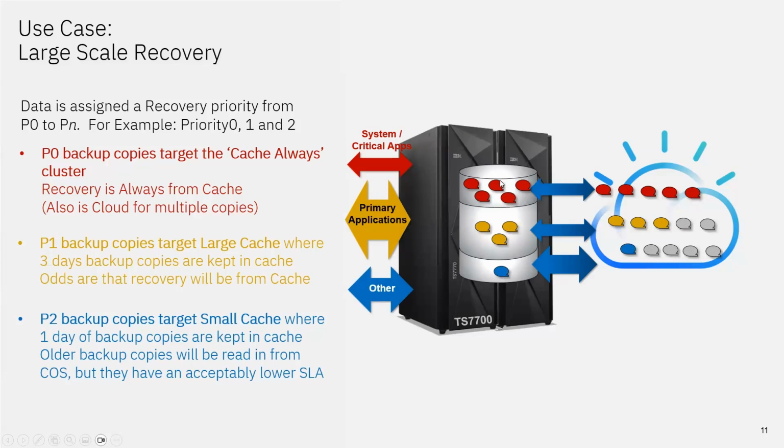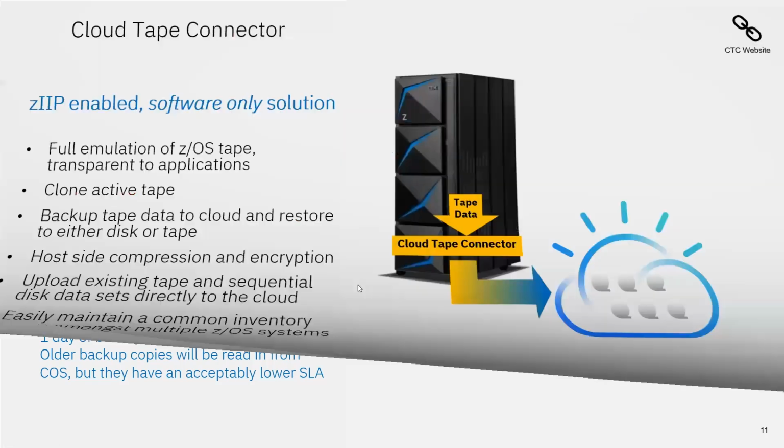And so for my P0, whenever I do a recovery, it's always out of cache. For P1, for most instances, it's going to be out of cache. And for my P2, if it's my most recent copy, it's going to be out of cache. But if I have to recover further out, it's going to be out of my object store. But it's all right. I'm up and running. I'm starting my applications. And so this is really the value of the 7700 solution.